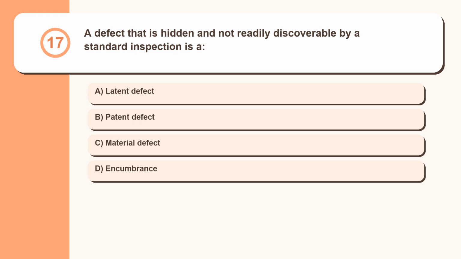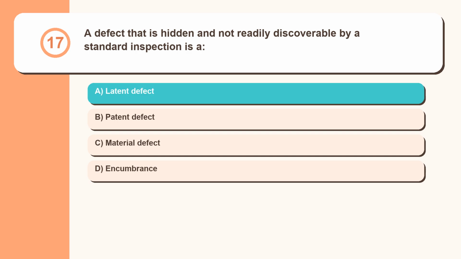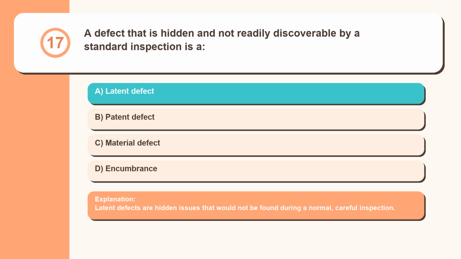Question 17. A defect that is hidden and not readily discoverable by a standard inspection is a latent defect, patent defect, material defect, encumbrance. Latent defects are hidden issues that would not be found during a normal, careful inspection.